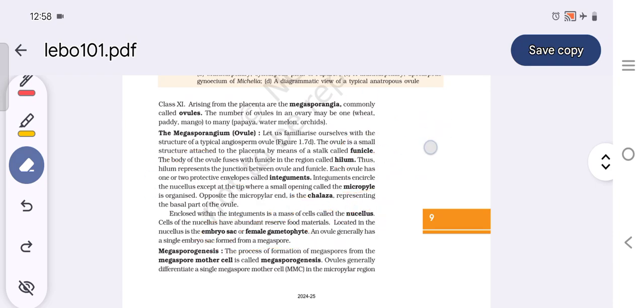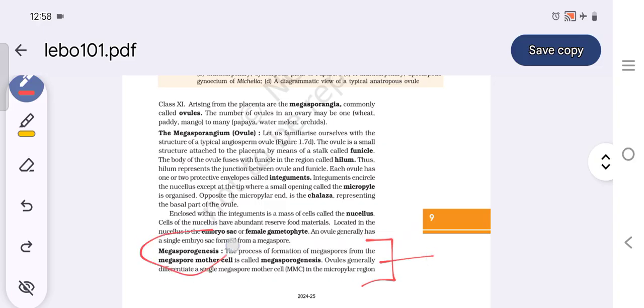So when you have understood the structure, let's move to the process of megasporogenesis. Let's compare it with microsporogenesis. You have microsporogenesis, the formation of microspores. Here you have megasporogenesis, that means it is the formation of megaspores. How are microspores formed? They are formed from microspore mother cells. How are megaspores formed? It is formed from megaspore mother cells. So the megaspore mother cell divides meiotically to produce megaspores.